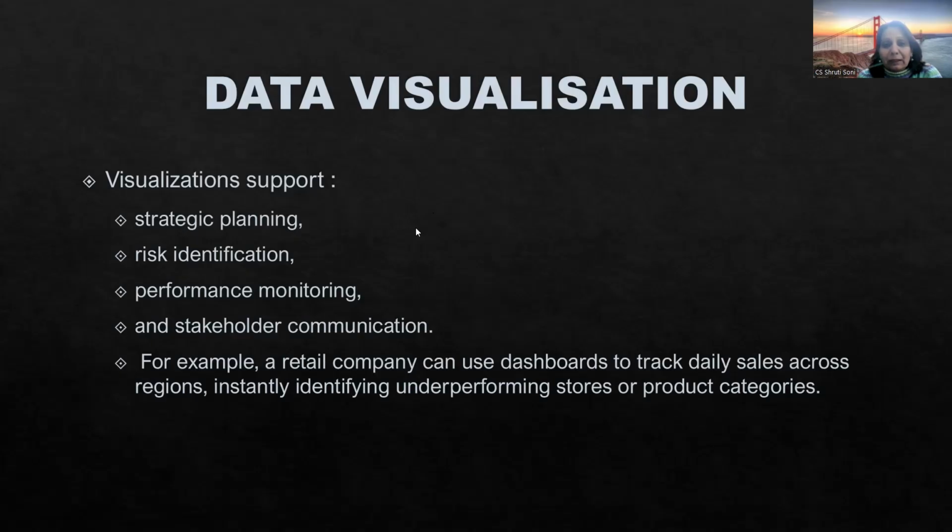You can also make them understand why this happened, because you also know the relations between the variables. For example, a retail company can use dashboards to track daily sales across regions. Instantly, it can identify the underperforming stores or product categories. So when you have a visual which tells you that in this region this much was your sale, and in this region this much was your sale, you can at one go identify that this was the place where I did not make a good sale, or this was the product which did not sell properly.